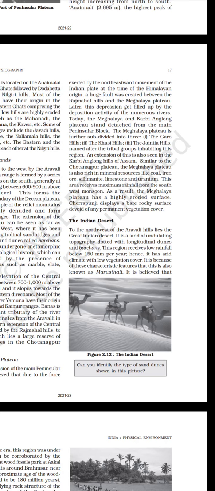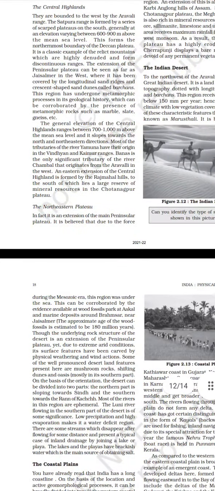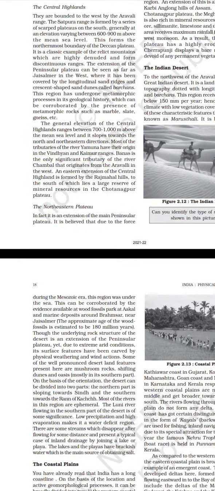The Indian Desert. To the northwest of the Aravalli Hills lies the Great Indian Desert. It is a land of undulating topography dotted with longitudinal dunes and barchans. This region receives low rainfall, below 150 mm per year. Hence, it has an arid climate with low vegetation cover. It is because of these characteristic features that this is also known as Marusthali. It is believed that during the Mesozoic era, this region was under the sea.